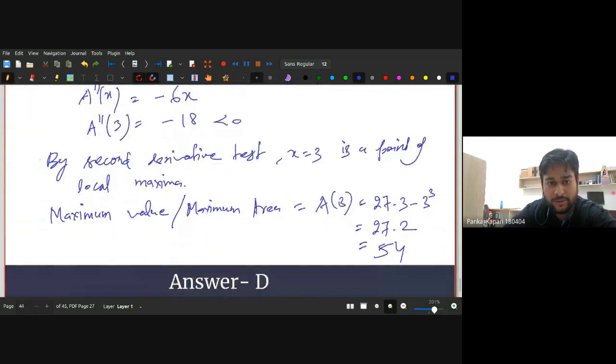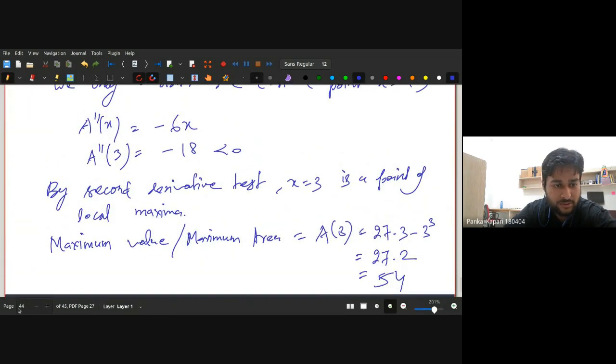Okay, so with this problem, I think this was the last problem. So if there are any questions, then I can answer.